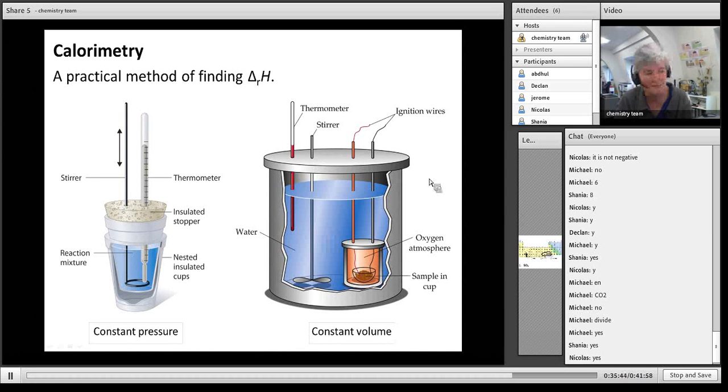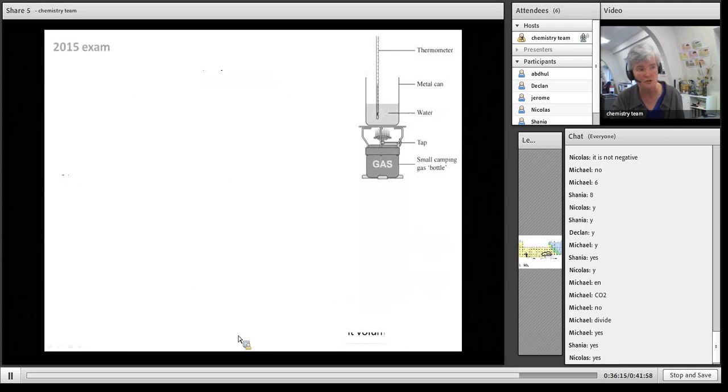Or it's in a constant volume. This is what we call a bomb calorimeter, and so we say burn something in here. We could say burn the methanol or ethanol in here, and the heat given off is absorbed by the water, and that temperature is raised, and then we can work out the energy involved, and you'll be doing those sorts of calculations next year. What we just do this year is we use this, but it's still to calculate the amount. So here's an example that came from last year's exam.